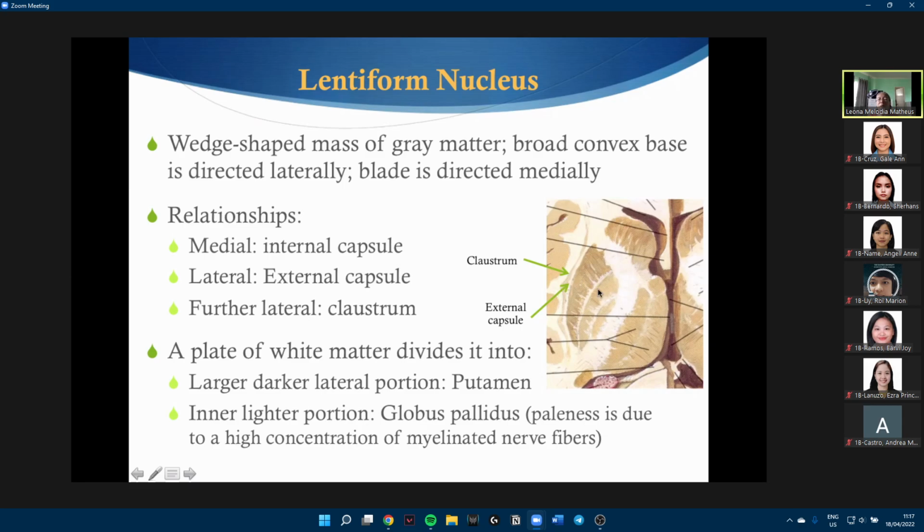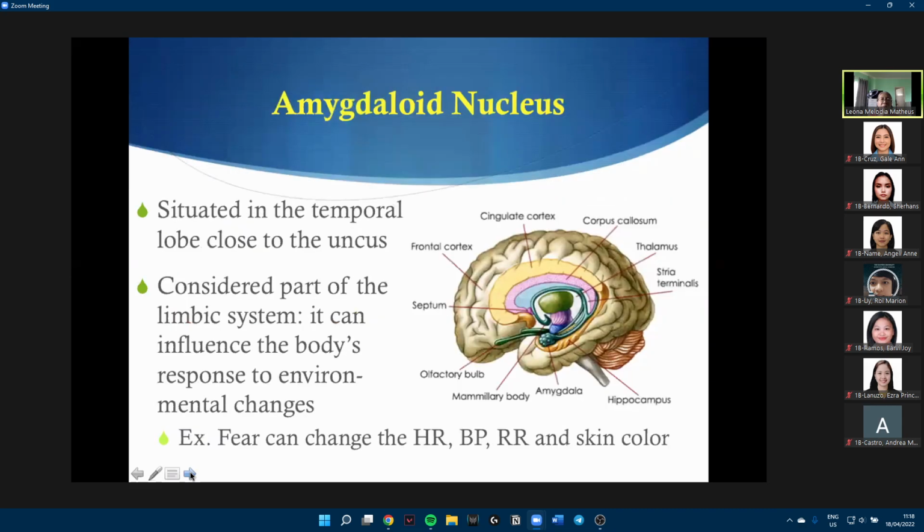Now going back to your lentiform nucleus, you will note that there is a thin plate of white matter that divides your lentiform nucleus into two parts. You have a more lateral, darker portion, which is what we call the putamen, and a more medial, lighter portion, what we call the globus pallidus. Now, apparently, the reason why the globus pallidus is paler in color is that it has a higher amount of myelinated nerve fibers. So this will be the thing regarding your lentiform nucleus.